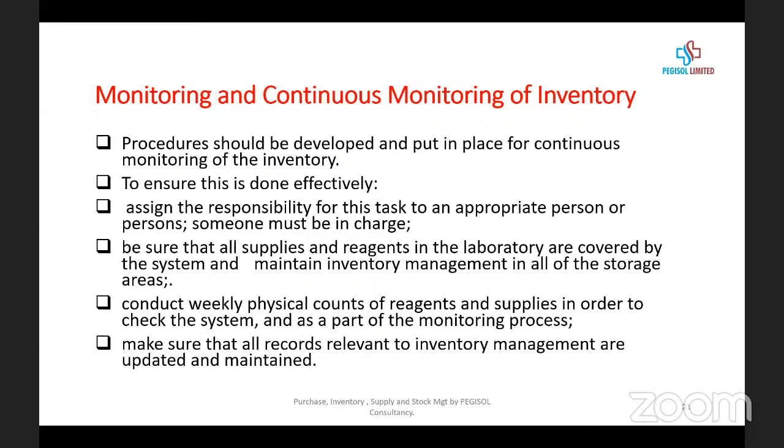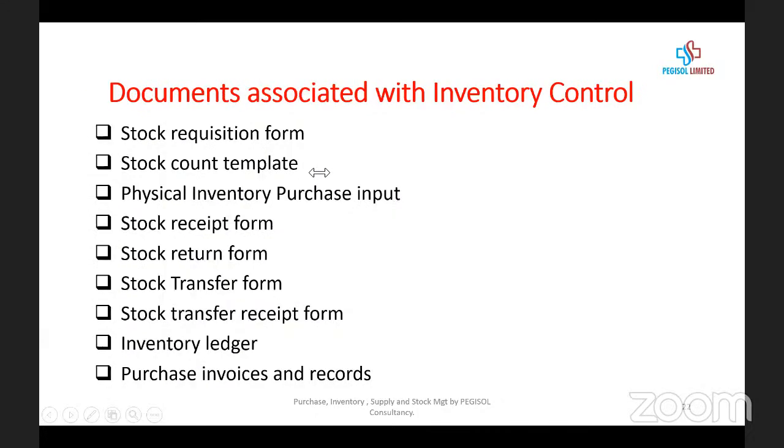Next, conduct a weekly physical count of reagents and supplies in order to check the system, as part of the monitoring process. So this is our recommendation: you can do a weekly physical count to ensure that what you have on paper is what you have on the ground. Make sure that all records relevant to inventory management are updated and maintained as at when due.